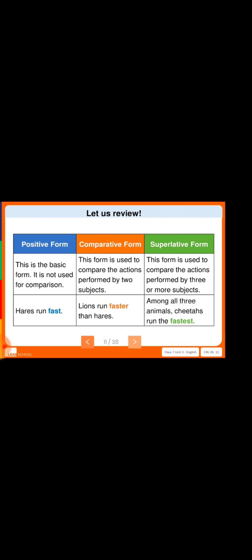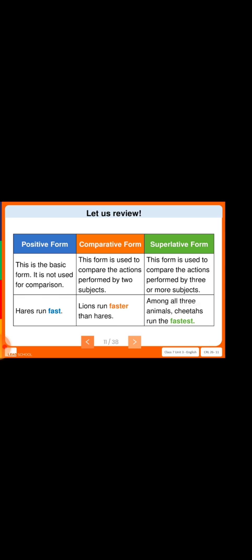Now let us have a review. Positive form. This is the basic form. It is not used for comparison. Example, hares run fast. Comparative form. This form is used to compare the action performed by two subjects. Lions run faster than hares. Here you can see the two subjects are lion and the hares.